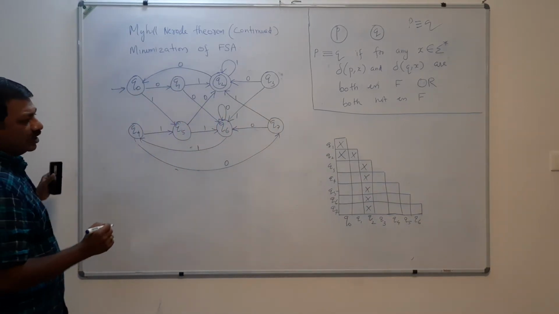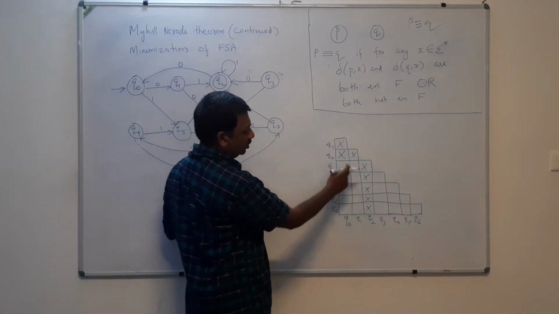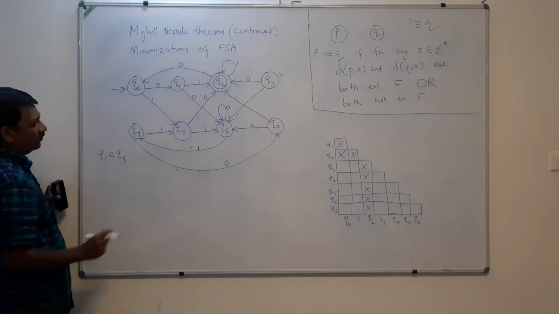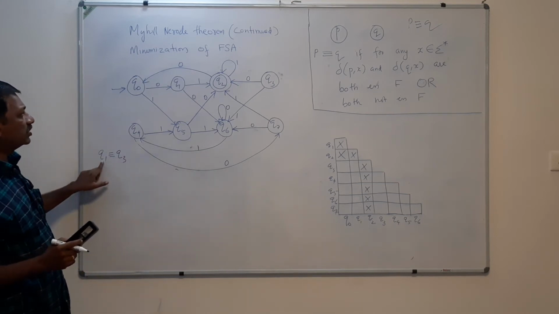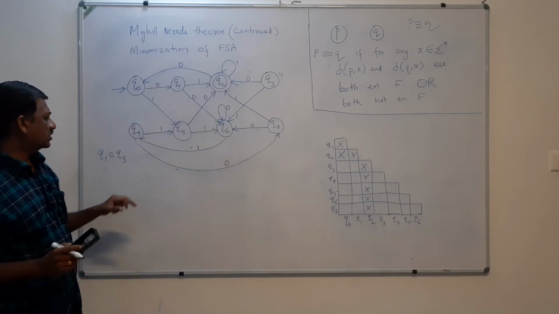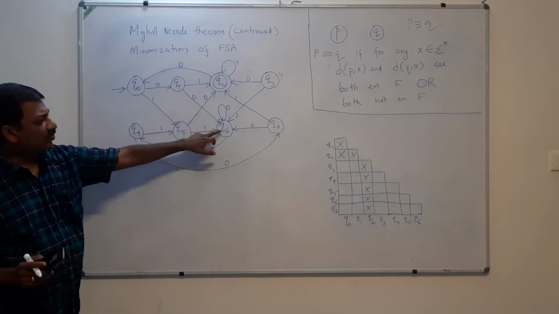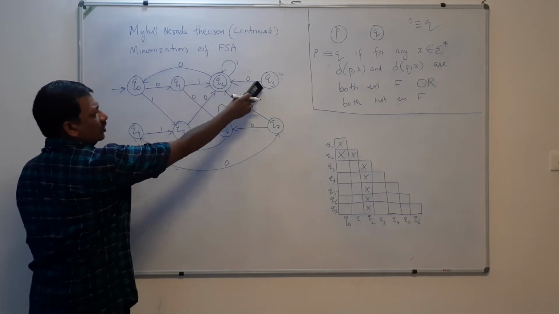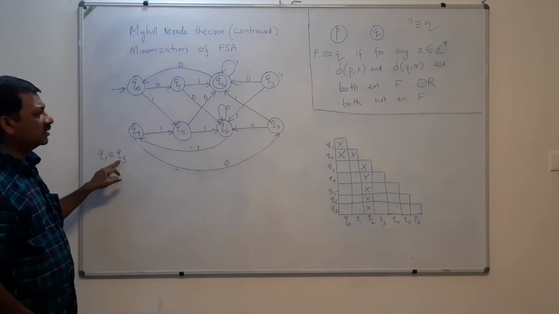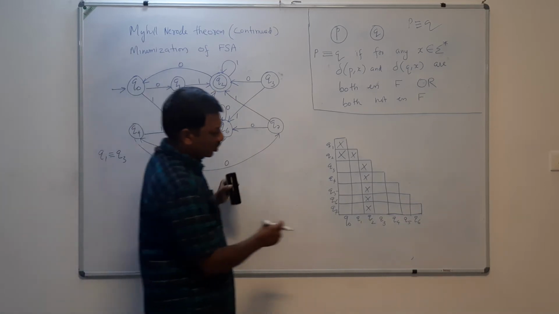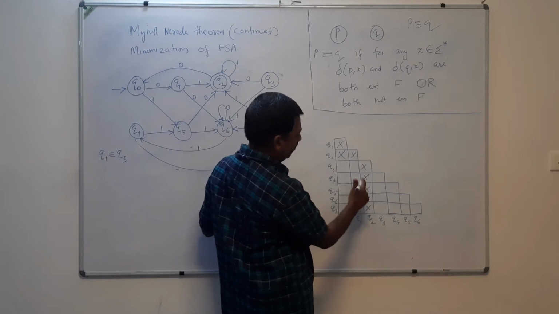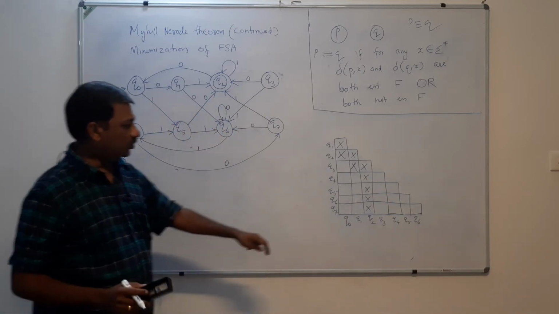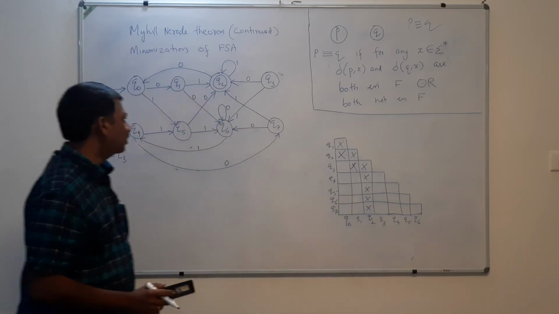Now we are going to check whether Q1 and Q3 are equivalent. For that, what is Q1 on 0? Q1 on 0 is Q6, and Q3 on 0 is Q2. That means Q6, Q2. The entry Q2, Q6 is distinguishable, so this is distinguishable. Now you are going to check whether Q1 and Q4 are distinguishable.